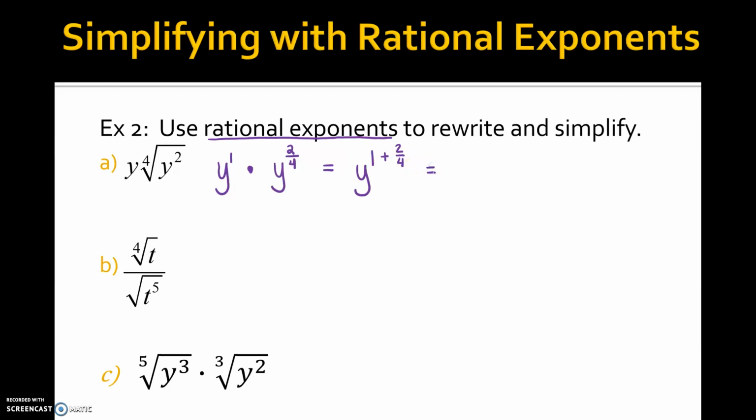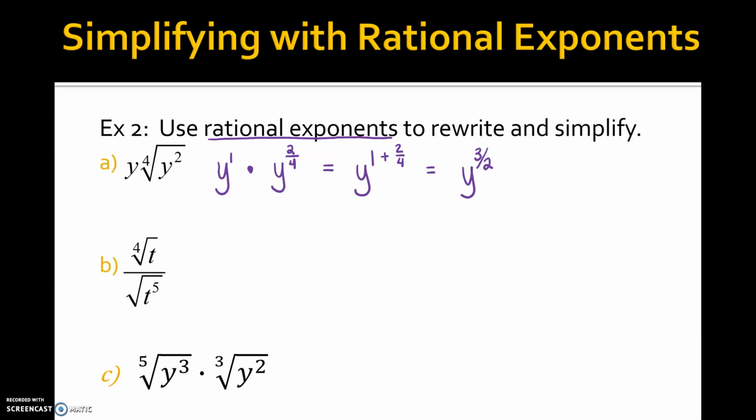Or you can type this into your calculator. 1 plus 2/4 and then equals. The tricky thing is figuring out how to get your answer as an improper fraction, because old scientific calculators don't like improper fractions, but we do like improper fractions.